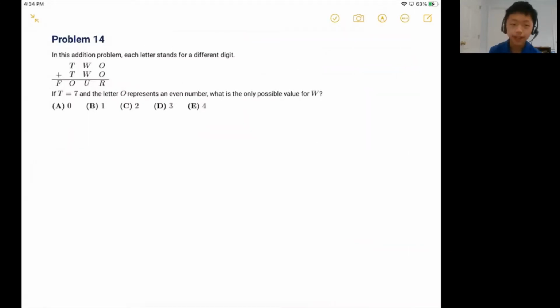This is a very classic kind of problem where they give you some weird addition thing, and they tell you each letter is a different number, and they want you to find the different numbers. This is a very common kind of logic question.